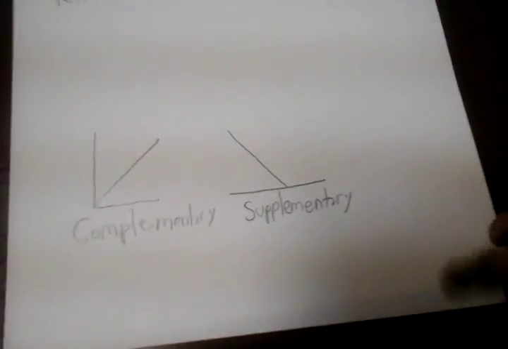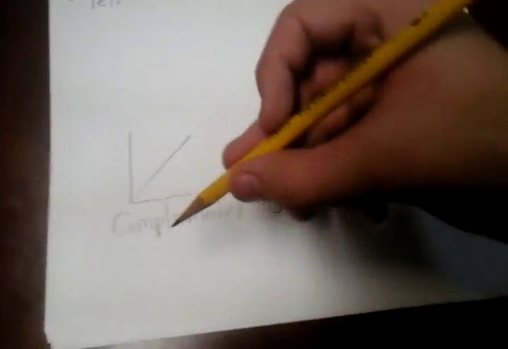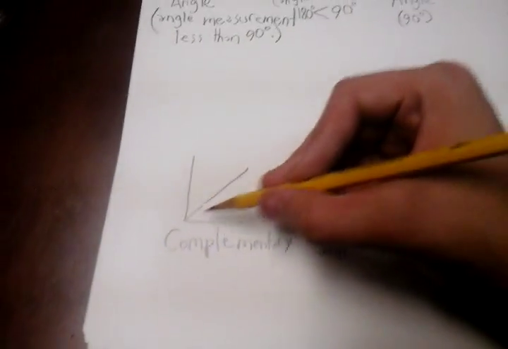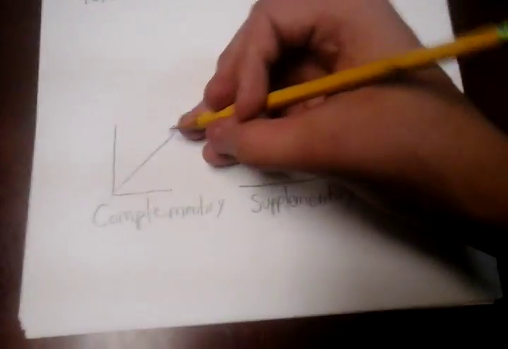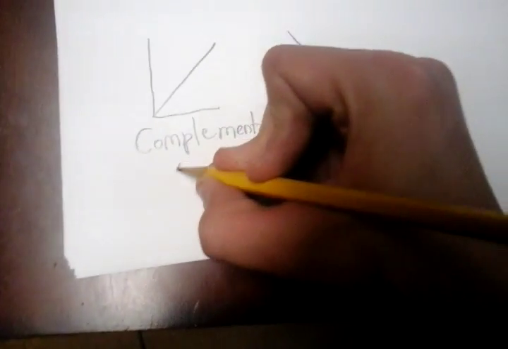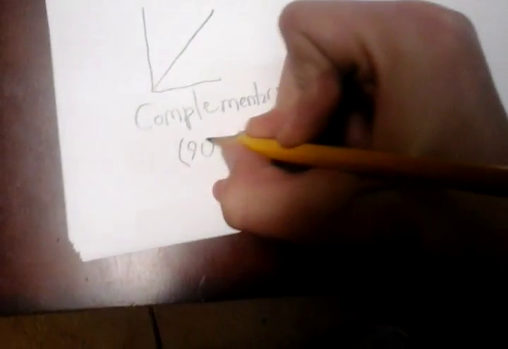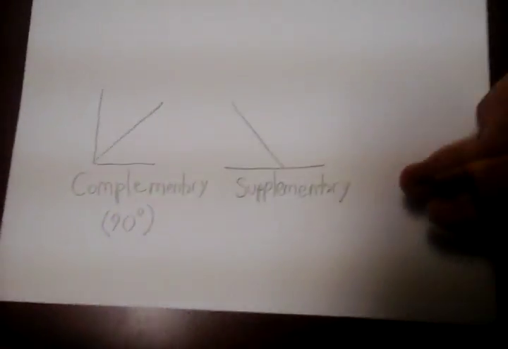So what's the difference, apart from the obvious? Sorry if I got a little loud there. You see two angles right here, right? This is only called complementary when the sum of the degree measurements is 90 degrees. So, yeah. Write all that down.